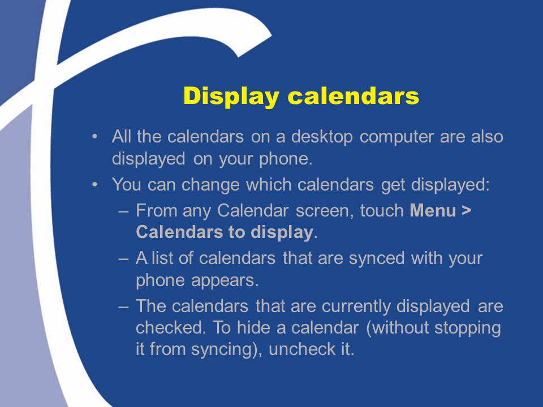Once you're in sync, all the calendars that are on your desktop computer will now also be displayed on your phone, and vice versa. You can now change which calendars get displayed, and you do that by touching Menu and Calendars to Display. Typically, you have your primary calendar as your main display calendar, but you can certainly bounce back and forth if you have multiple calendars that you're using, especially if you're out in the field. Then you have a list of calendars that will be synced with your phone, and you can go ahead and touch the calendar that you want, or you can hide it, depending on what you want, and then go ahead and keep moving forward.